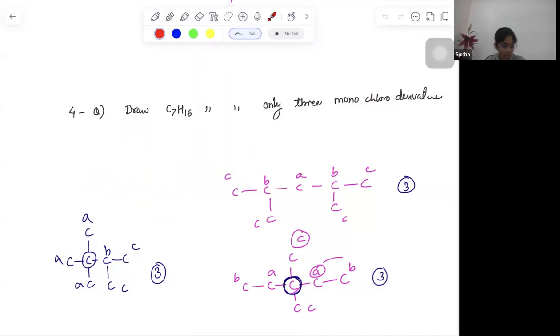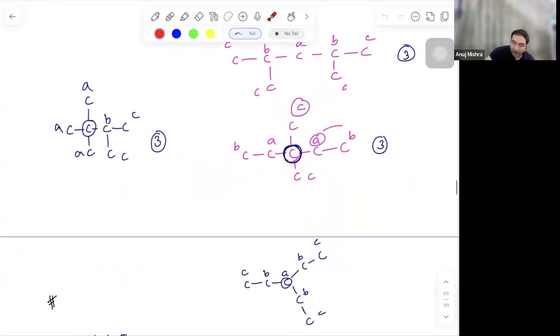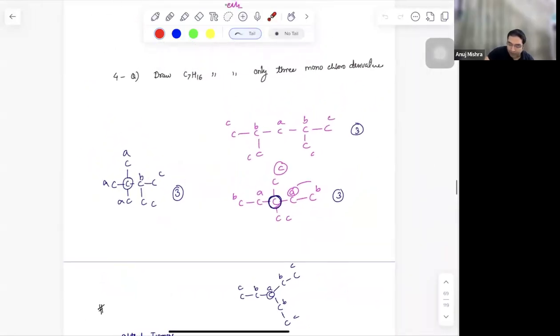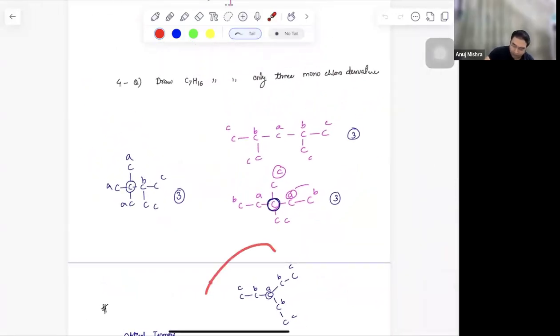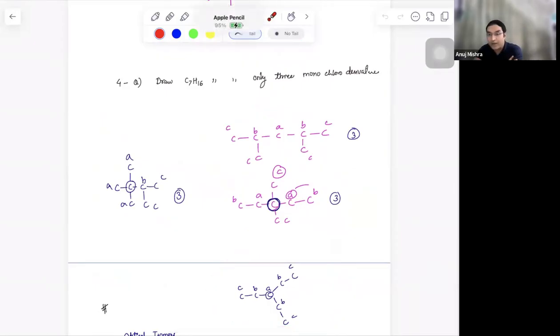Sir, it should be 3-ethyl pentane. Very good. It should be 3-ethyl pentane. Draw the structure. This structure. 3-ethyl pentane.